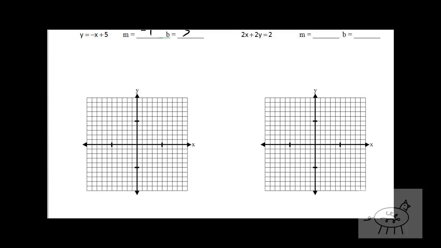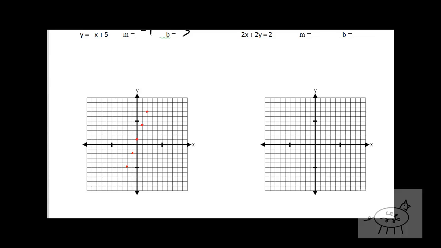Okay, so now I can graph it. My first equation, y equals 3x plus 1. So I'm going to plot a 1 right here, and up 3 over 1, up 3 over 1. I can go the other way, down 3 over 1, down 3 over 1. Okay, so again, I'm not going to graph the line.